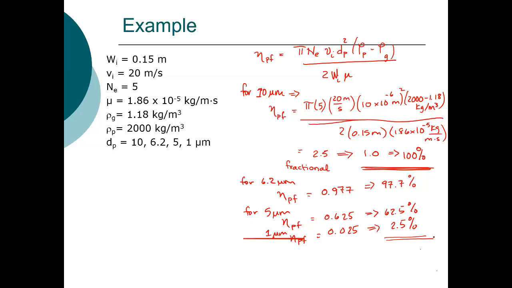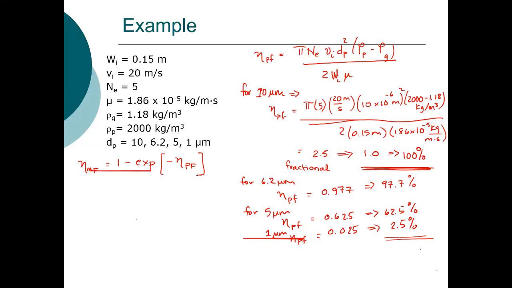Now, if we want to calculate it for the mixed flow, which is a more conservative approach, then that is just N mixed flow is equal to 1 minus exponent of negative fractional value of your plug flow.